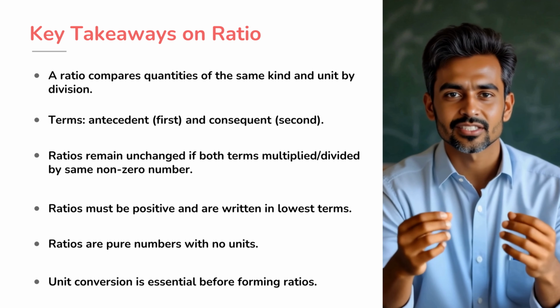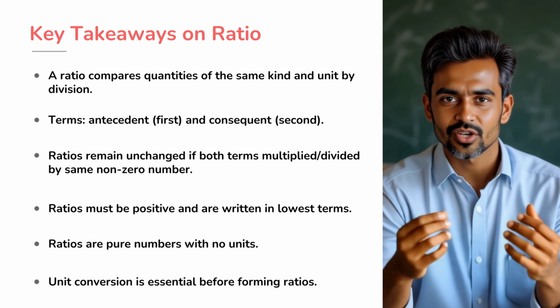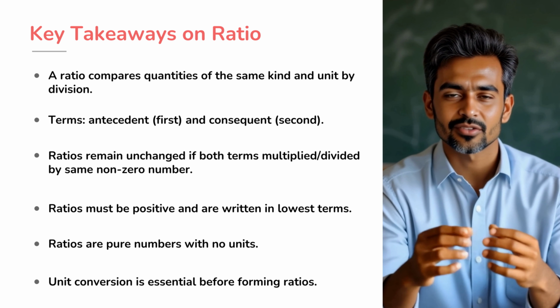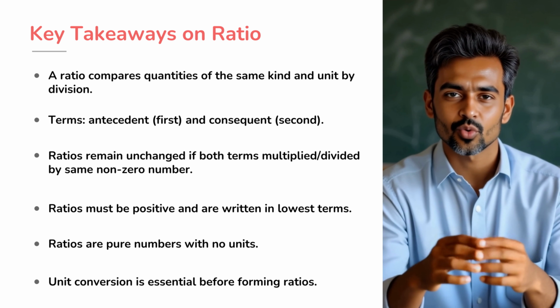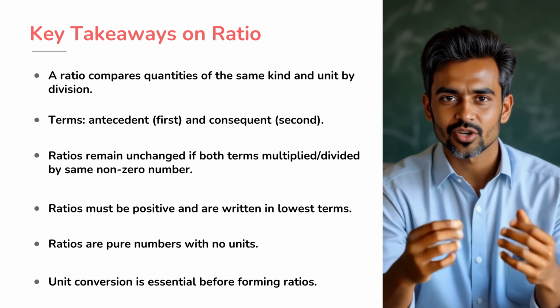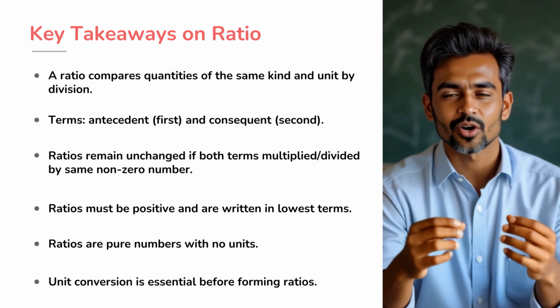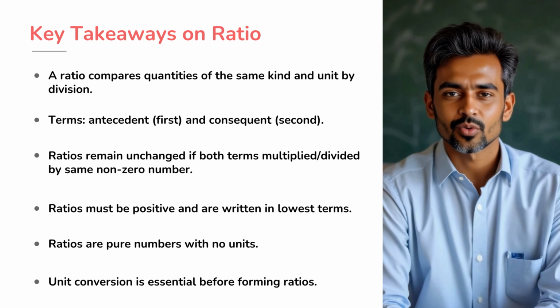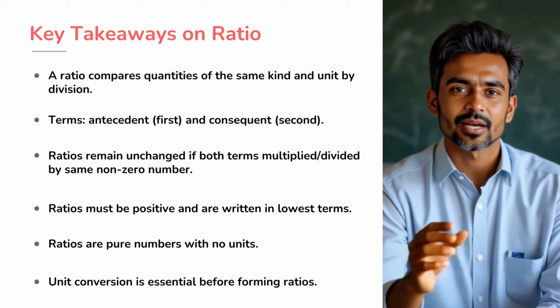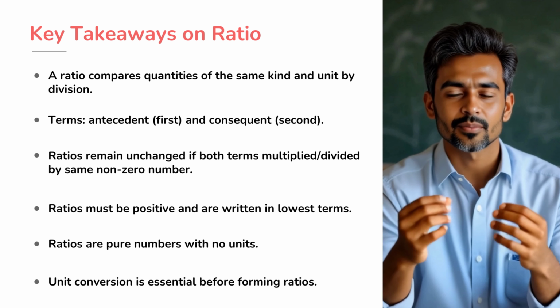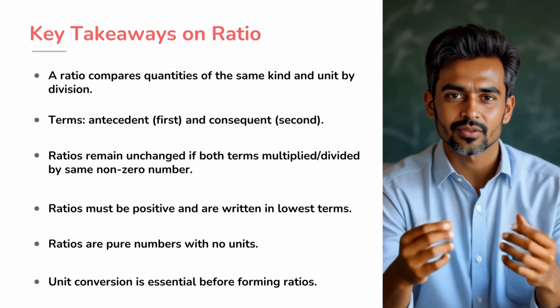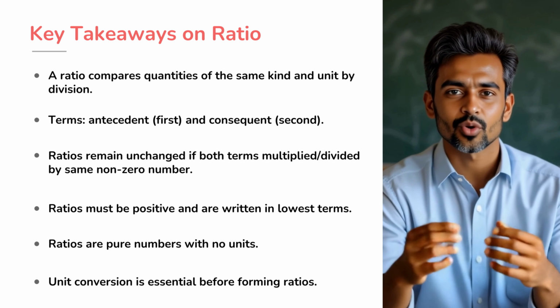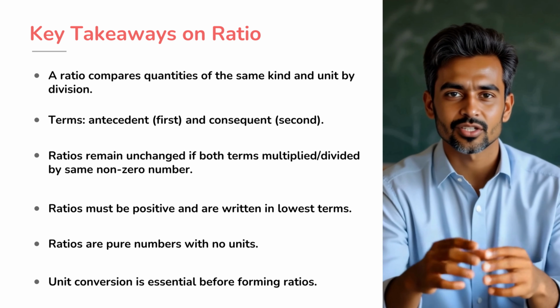So, students, let's wrap up. Ratios are comparisons between two quantities of the same kind, expressed as a colon or a fraction. The first term is the antecedent, the second is the consequent. Ratios can be simplified or scaled, but must be in lowest form. Always check for same units before writing a ratio. And remember, ratios are unit-free, they are pure numbers. And that's the foundation of ratios.